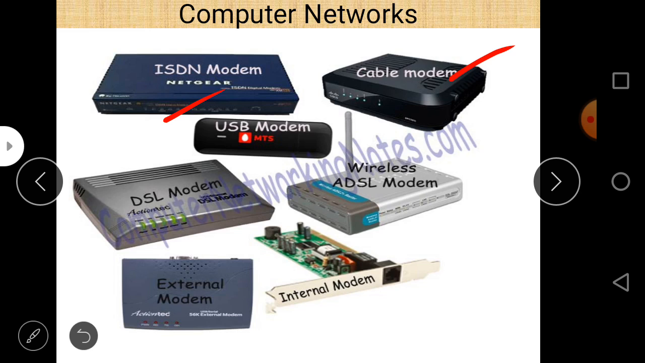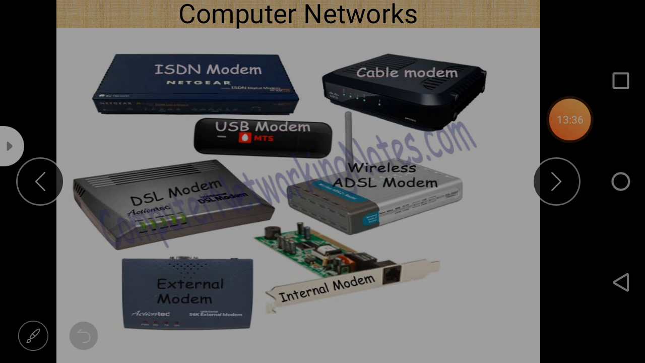This is the USB modem, which is the most common. Wireless modem, DSL modem. External modem is this. This is the internal modem, and it is connected to our motherboard. And this is the cable modem, connected via cable. So these are the different types of modems.